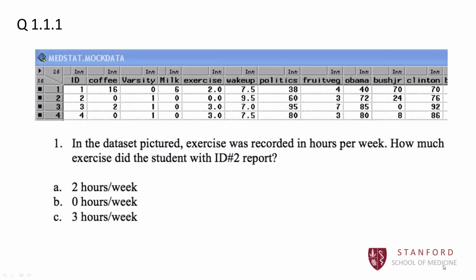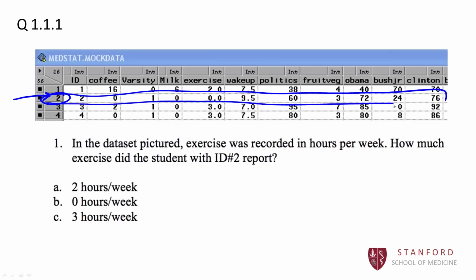All right, question 1 is asking about the amount of exercise that the student with ID number 2 reported in the survey. And so the first thing we're going to do is find student number 2, and that would be right here on the left-hand side. So all of the values in this row belong to student number 2. Okay, so I'm just going to highlight that right here.